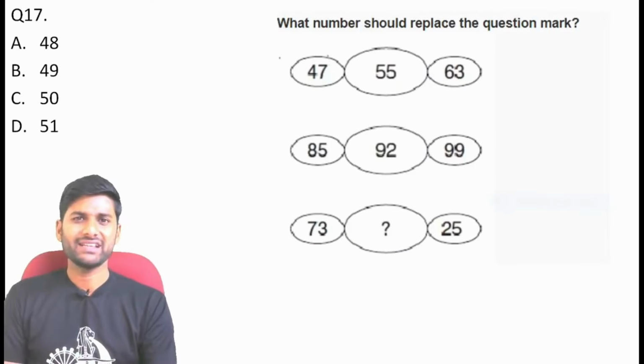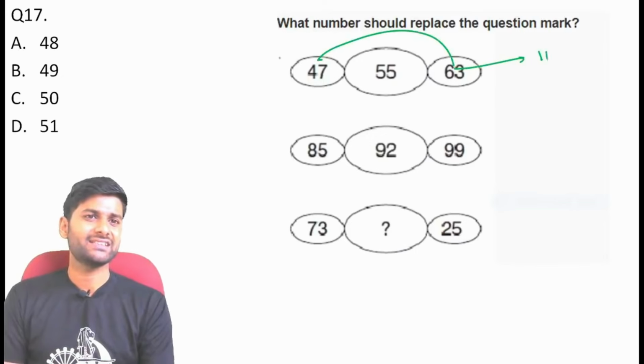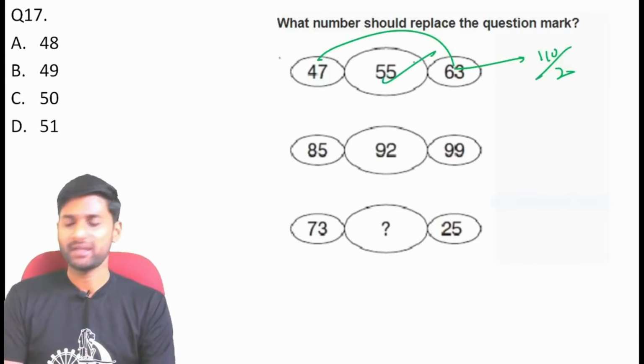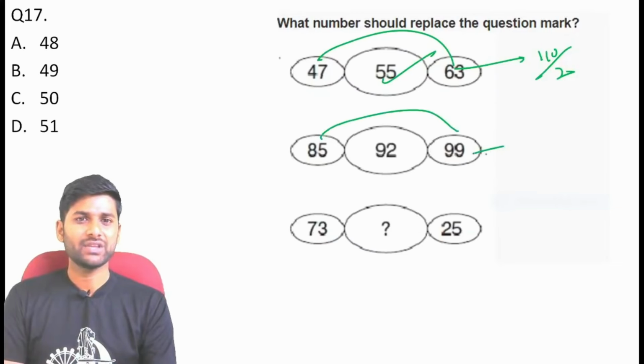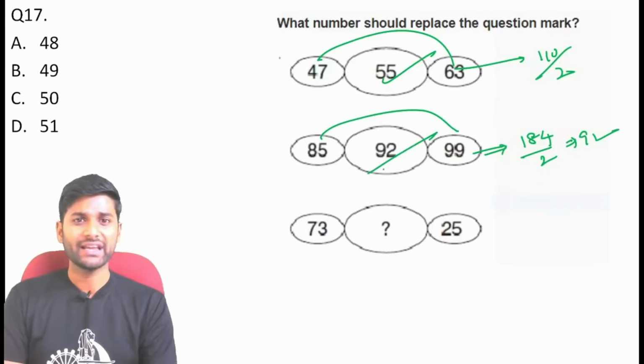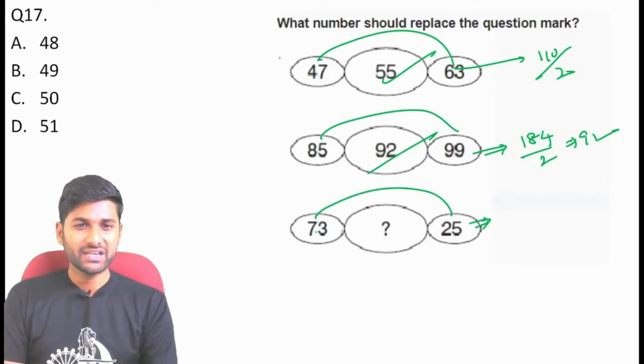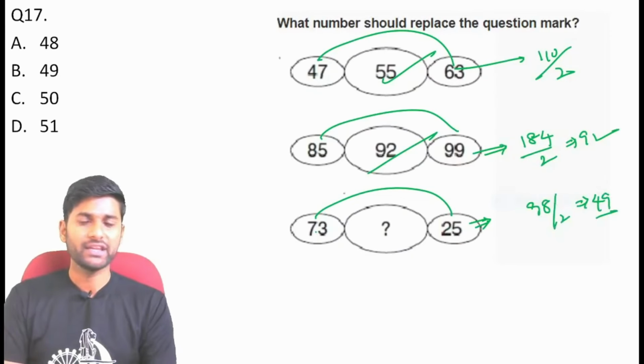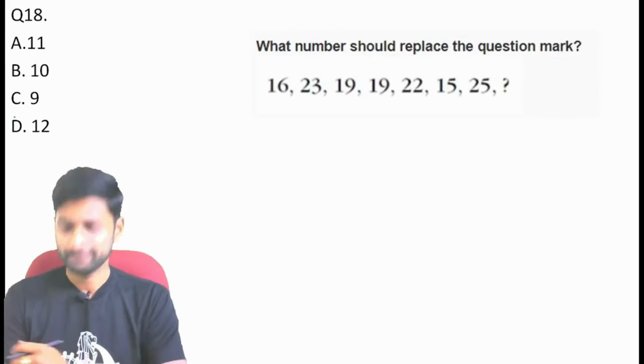What is the answer? Simple, guys. I can see the easy resultant, sir. Here the resultant becomes 110 by 2, so the resultant becomes 55. That is the one part. Again, 85 plus 99, so the resultant becomes 184 divisible by 2, the resultant becomes 92. I can get the answer. Now, first and last, so the resultant becomes here 73, 93, 98 divisible by 2, the resultant becomes 49. Perfect answer, guys. Next one.